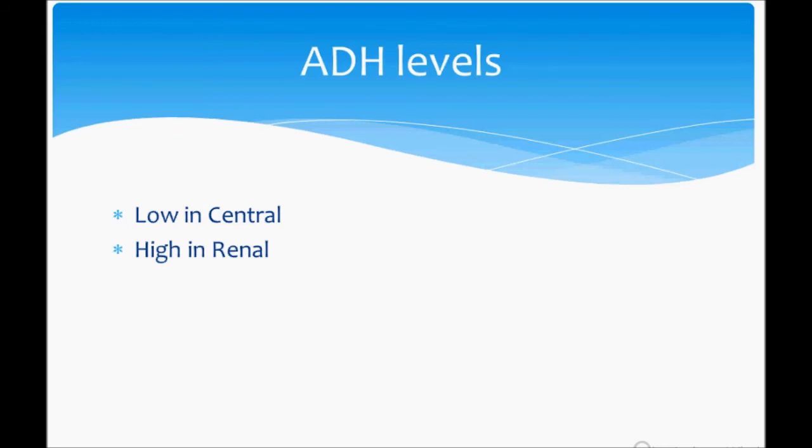Okay, ADH level. Remember, ADH level is low in central and high in renal. Low in central because of a lesion in the pituitary, they are not secreting, that's why low. In renal the levels are high because the kidney is not responding, so the pituitary thinks it is not enough, so it starts secreting in a higher amount.